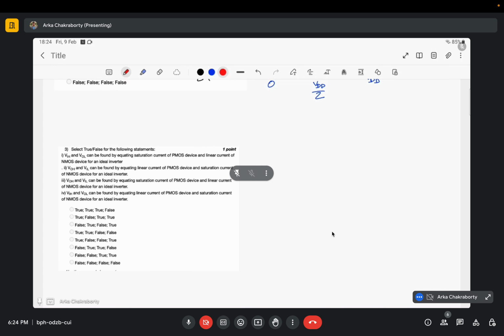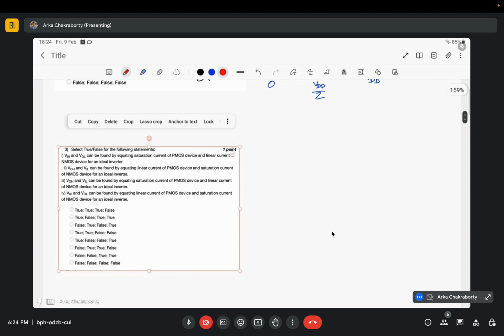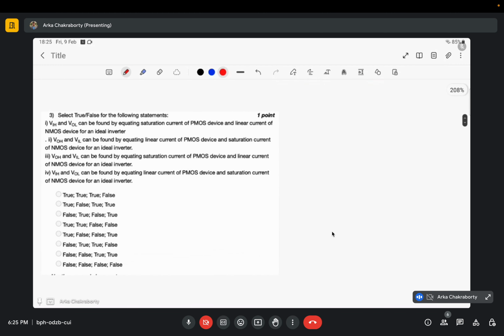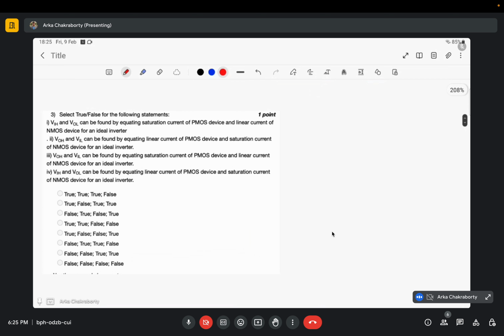Question number 3 is again true or false. It says, select true or false for the following statements. V input high and V output low can be found by equating saturation current of PMOS device and linear current of NMOS device for an ideal inverter. Okay, let's look into it.